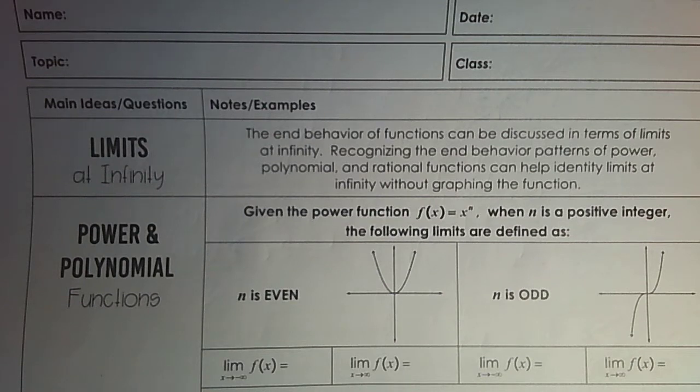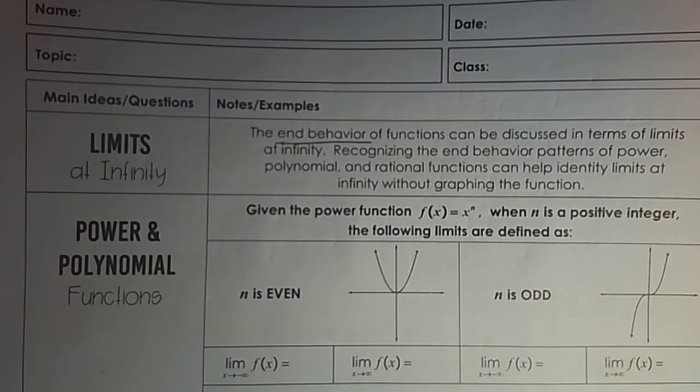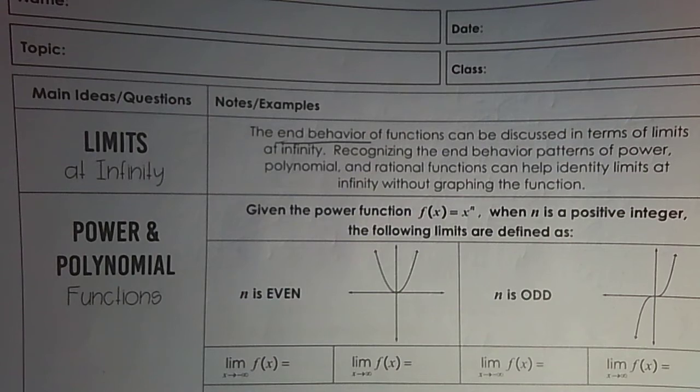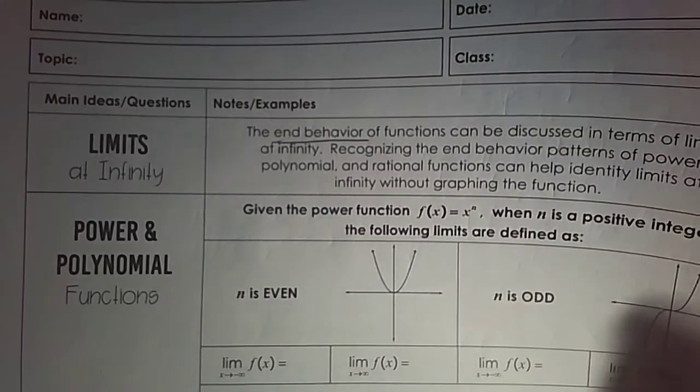All right, so today's lesson is on limits at infinity. And limits at infinity, what we're really asking for is the end behavior. Kind of like the very first lesson where you have to write the end behavior as a limit. We're kind of working backwards in this case. If you're asked for a limit at infinity, you're asking what the end behavior is.